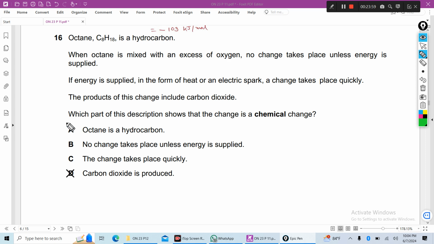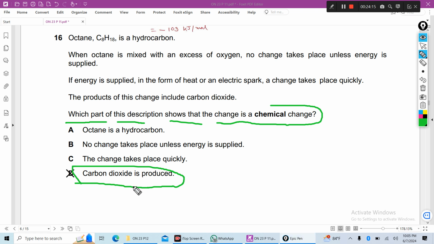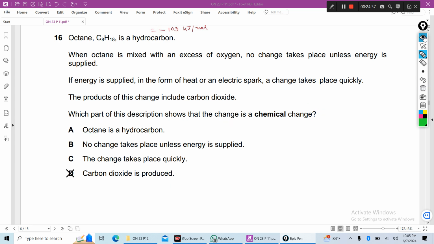So you are asking which part of this description shows that the change is a chemical change. Chemical change when a new product is formed. That means carbon dioxide is produced. When octane reacts with oxygen, carbon dioxide, a new product, is formed. That's why this is chemical reaction, chemical change. So oxygen is a hydrocarbon. This is wrong. The reaction takes place quickly. This is wrong. D is the correct answer. Then number 17.